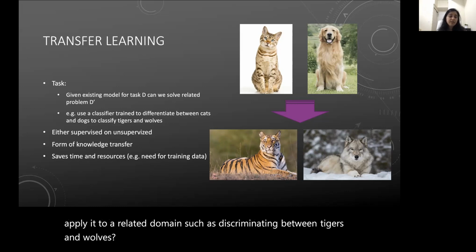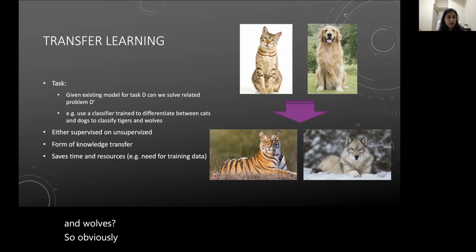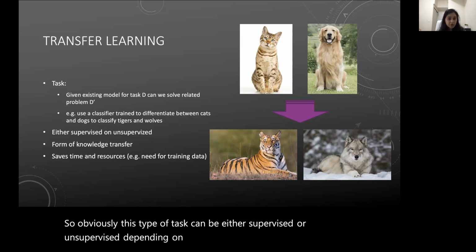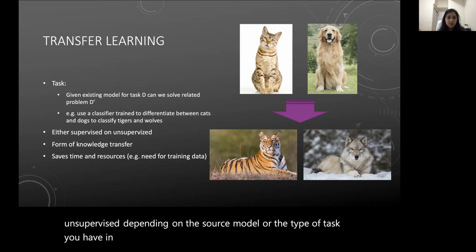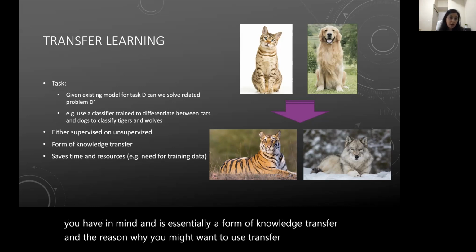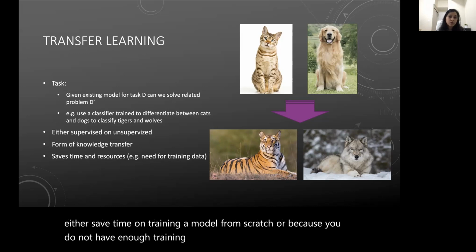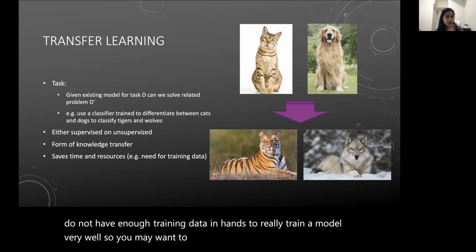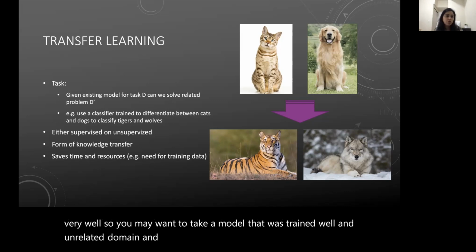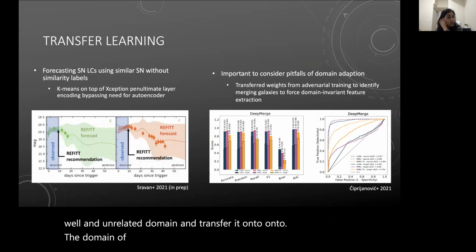Obviously, this type of task can be either supervised or unsupervised, depending on the source model or the type of task you have in mind. And it's essentially a form of knowledge transfer. The reason why you might want to use transfer learning is to either save time on training a model from scratch, or because you do not have enough training data in hand to really train a model very well. So you may want to take a model that was trained well in a related domain and transfer it onto the domain of interest. The way this has been applied has also been quite diverse.